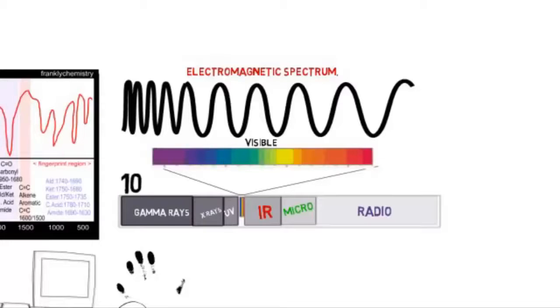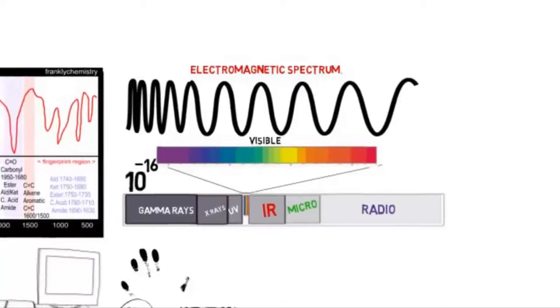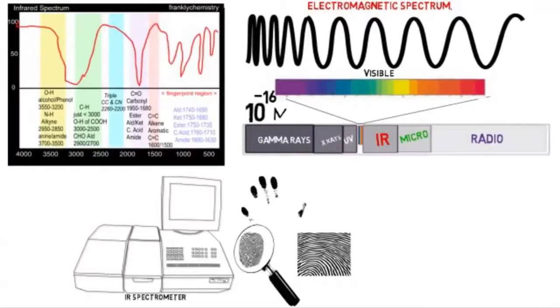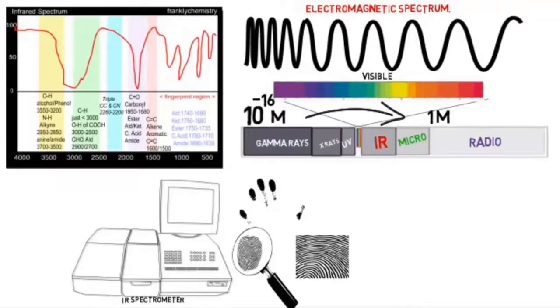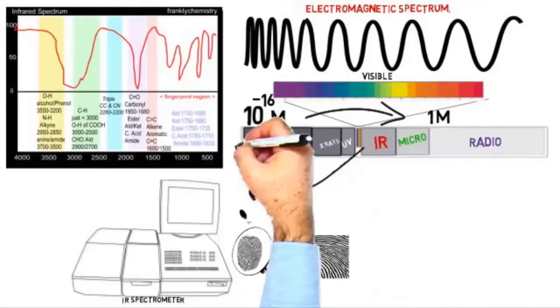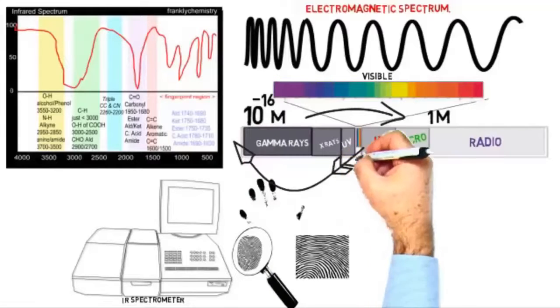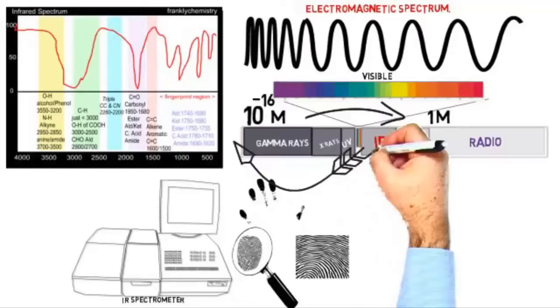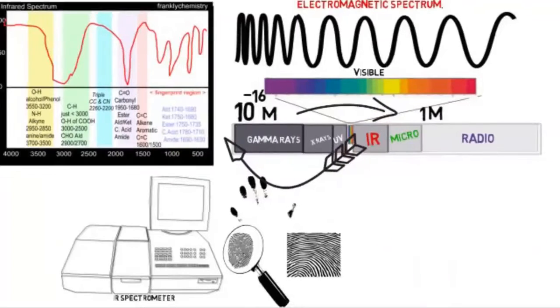Up there at the extreme left of the electromagnetic spectrum we have waves of very, very short wavelength, about 10 to the power of minus 16 meters. And at the beginning there of the radio part of the electromagnetic spectrum, waves have a wavelength of about 1 meter. So you can see that infrared is to the right of the visible part of the electromagnetic spectrum. So infrared is radiation of longer wavelength and lower energy than visible light. And that's the part of the electromagnetic spectrum clearly that we're using here in infrared spectroscopy.